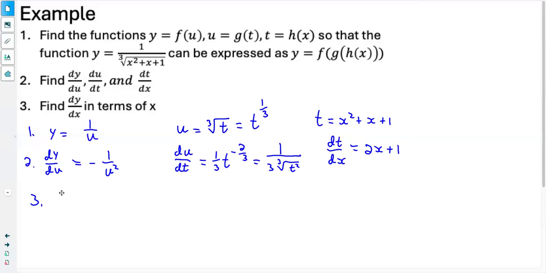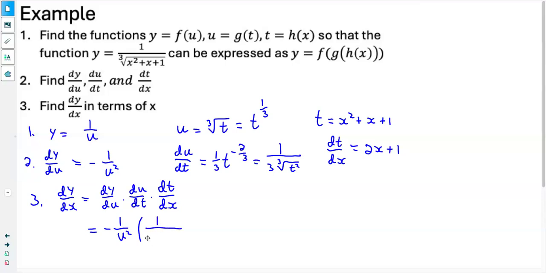Now, our overall derivative dy over dx is going to equal dy over du times du over dt times dt over dx. So that's negative 1 over u squared times du over dt, which was 1 over 3 times the cube root of t squared. And then that's times our derivative of t with respect to x, so 2x plus 1.